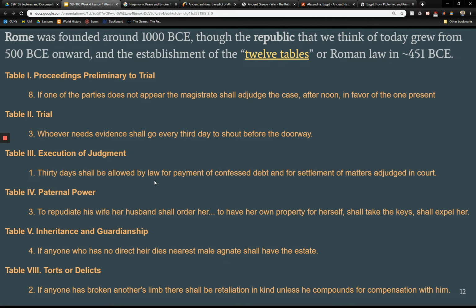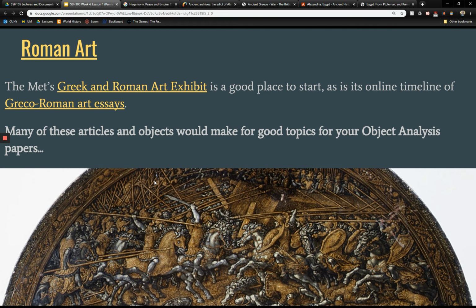So I thought talking about the 12 tables would be useful. Roman art is quite significant in learning about Rome, so objects from Rome are a good one to pick for your object papers if you want. And the Met's Greek and Roman art exhibit is a really good place to start. I've already talked about that a little bit, and I'll talk about that a little bit more on Thursday. But just to point this out and give you another link to it here.